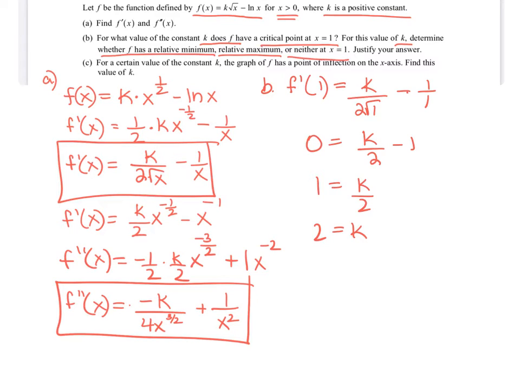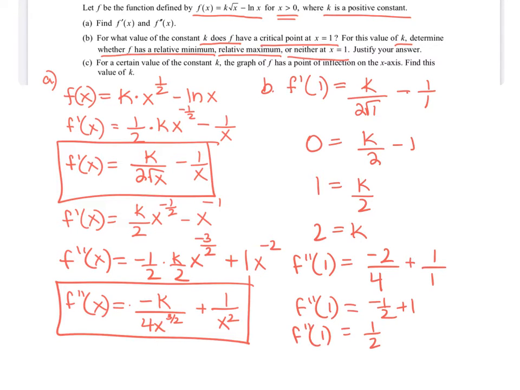So now what we need to decide is whether f has a relative min, relative max, or neither. So what we can do is use our second derivative test to decide, since we have our second derivative. So let's look at our second derivative when x equals 1. We have negative 2 on top, because that's our k value is 2. 4 times 1, which is just 4, plus 1 over 1 squared, which is just 1. And f double prime of 1 is negative 1/2 plus 1, which equals a positive 1/2.